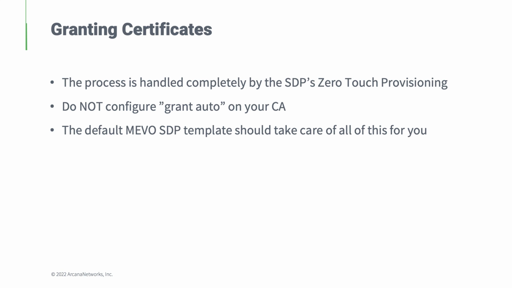You do not need to configure Grant Auto on your certificate authority. We have seen customers in the past who tried to deploy a MEVO environment without our help, and we see that Grant Auto is configured on their certificate authority, and that is very insecure because that means anybody who requests a certificate to your STP will be able to get one. Again, if you follow our best practices, if you follow our training, and if you have us for professional deployment services of your MEVO environment, we will make sure this is all taken care of for you.